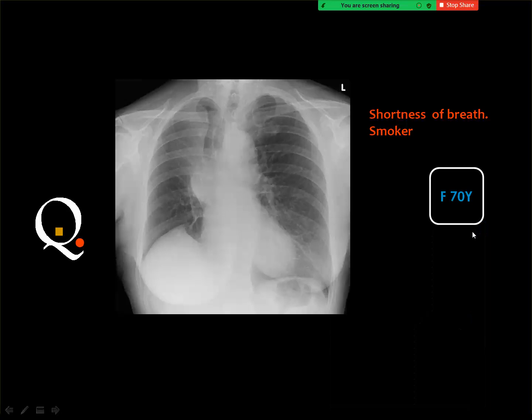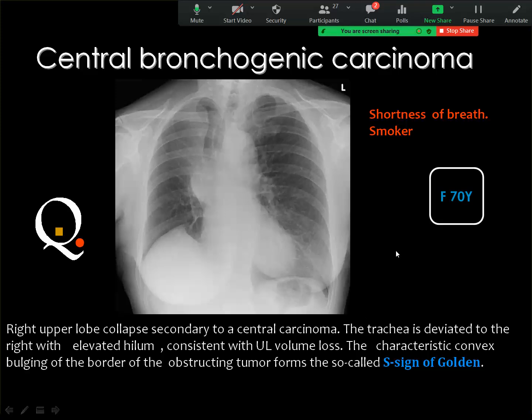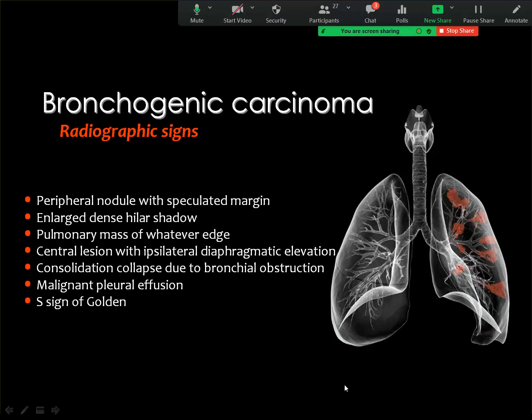Yes, the answer is right, and this is a classic appearance of a bronchogenic carcinoma of the central type. And you got the mass which is superimposed on the right hilum, and the classic S sign of Golden corresponding to the collapsed upper lobe because of the compromise of its bronchus. And this is what we mean by the S sign of Golden.